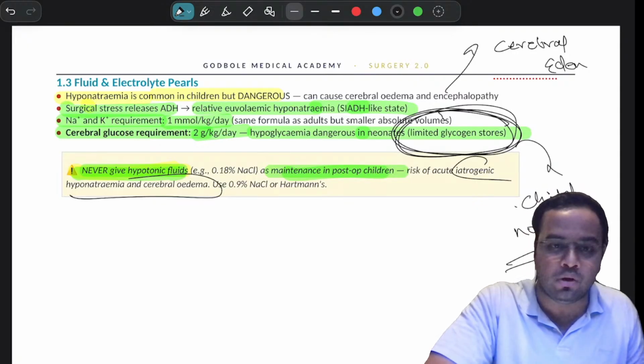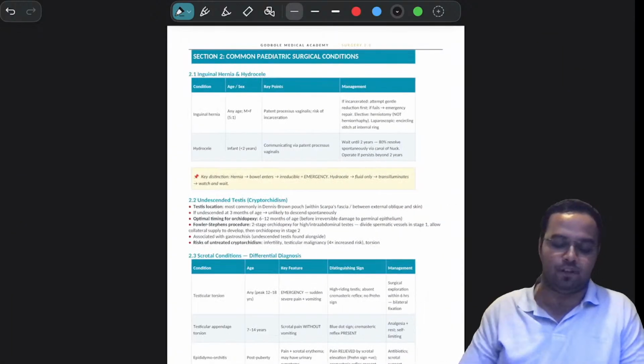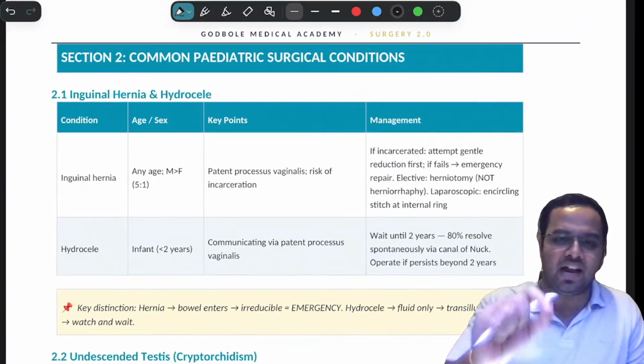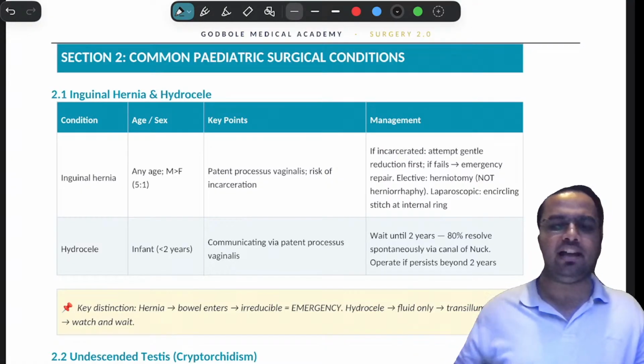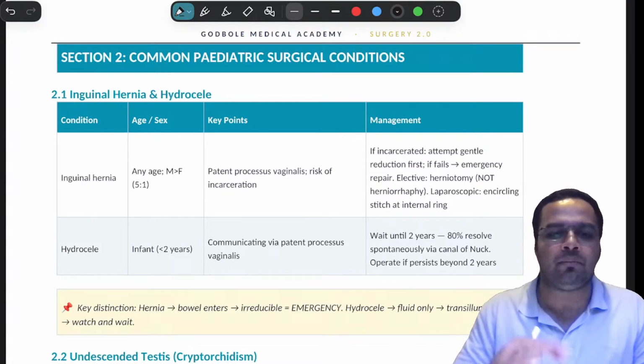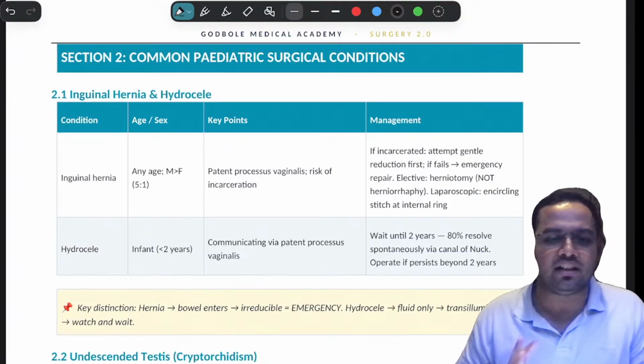So hope it is clear to you, and then we are going to proceed to the further chapter, which is going to be common pediatric surgical conditions. So first important thing which we are going to tackle is going to be inguinal hernia and hydrocele. So this is the basic minimum requirement for any undergraduate to know how you are going to tackle these basic surgical conditions in a child.